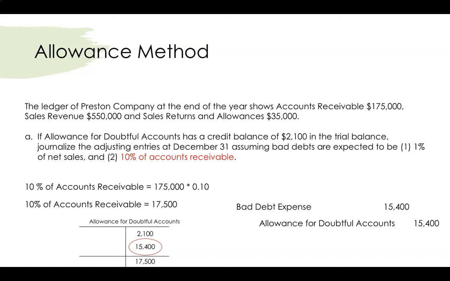So notice that the accounts in your journal entry did not change. What changed was how we solve for the amounts in those journal entries. In the percentage of sales basis, we just take the percent of our net sales and we just put that number into our journal entry. In the percentage of receivables basis, we first take the percent of our accounts receivable, and then we need to figure out how we are going to adjust this allowance for doubtful accounts to get to that balance that we want, that 17,500.